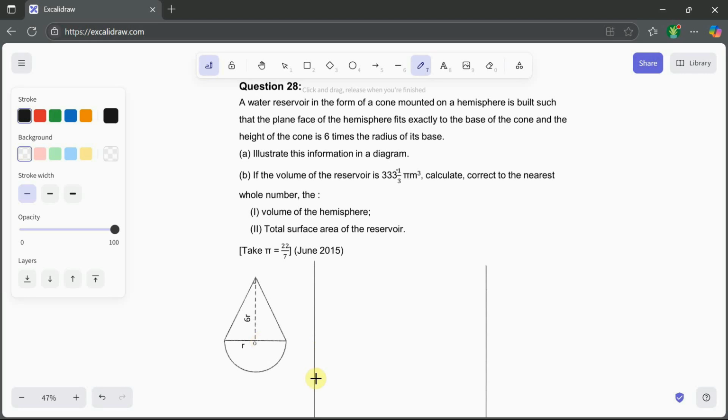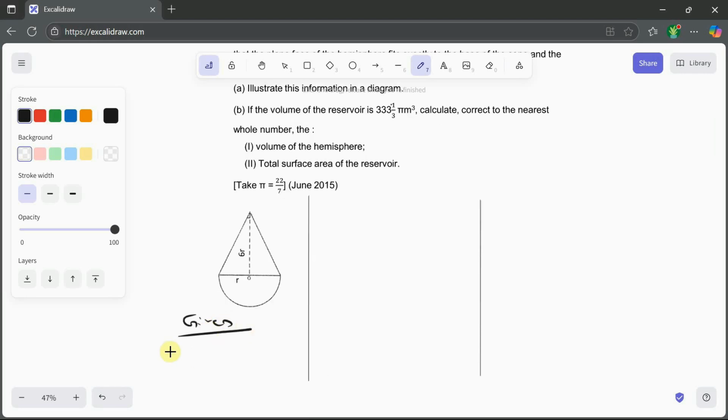But in this question, what are we given? We're told that the height of the cone is 6r, the radius still remains the radius. The volume of the reservoir is 333 1/3 pi meter cube. That's 1000 over 3 pi meter cube. Always check, you can easily miss out this pi. Please be very careful. So now that that is done, we're trying to find the volume of the hemisphere and the total surface area of the reservoir.